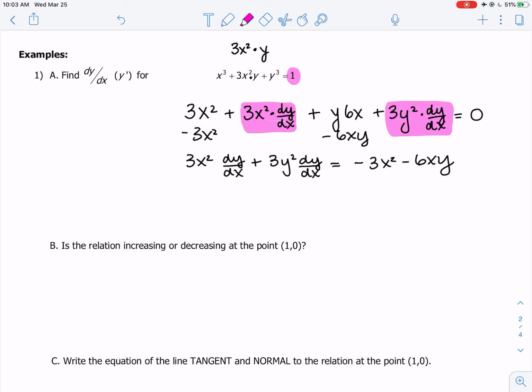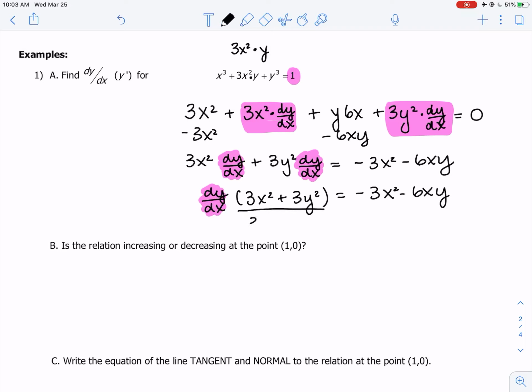Notice both of these terms have a dy dx, so we're going to factor that term out. So here we will have dy dx. That will be equal to, not equal to yet, we'll have 3x squared plus 3y squared, what's left over when it's factored out, equals negative 3x squared minus 6xy. And then we're going to divide both sides to isolate dy dx. We have to get that alone here.